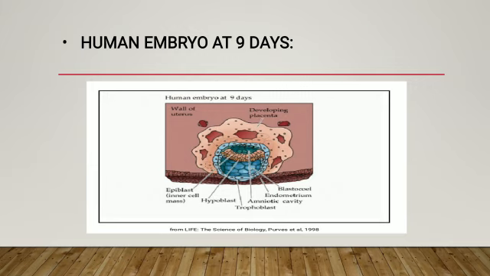Human embryo at 9 days. We can see here the embryo at 9 days. We can see the wall of the uterus and development of the placenta. This inward movement is known as invagination, as we found in the last slide.